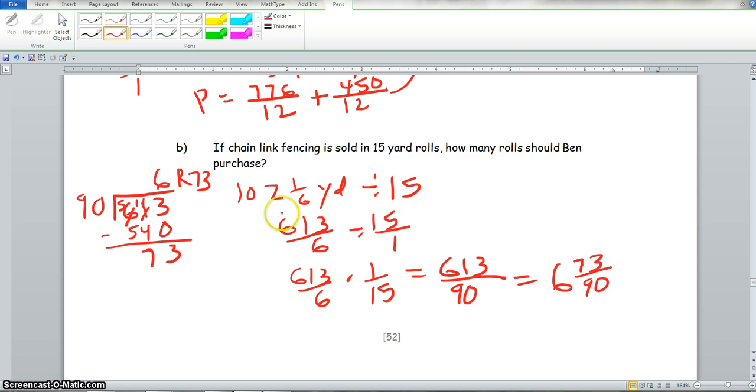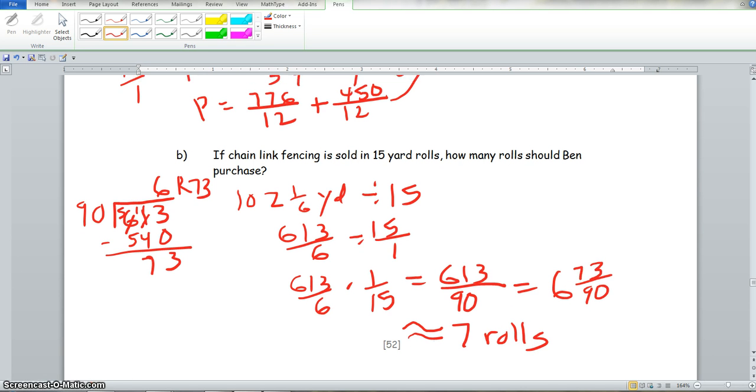So it says how many rows should be purchased. Now, in the real world, they're not going to let you purchase 73/90ths of a row. So what you will have to put down is approximately, this is the approximation symbol, 7 rows. And that is it.